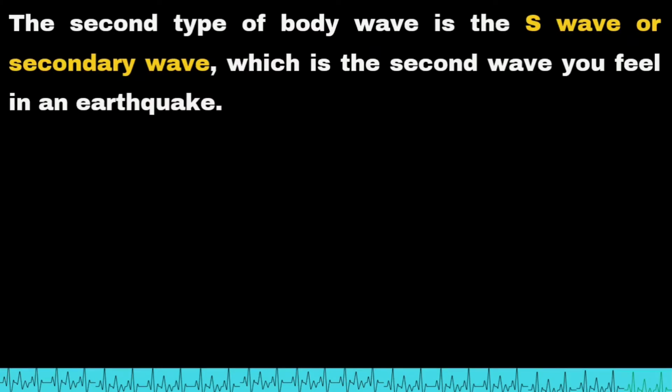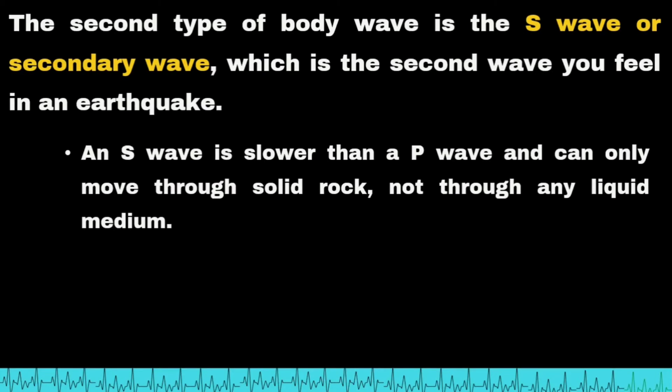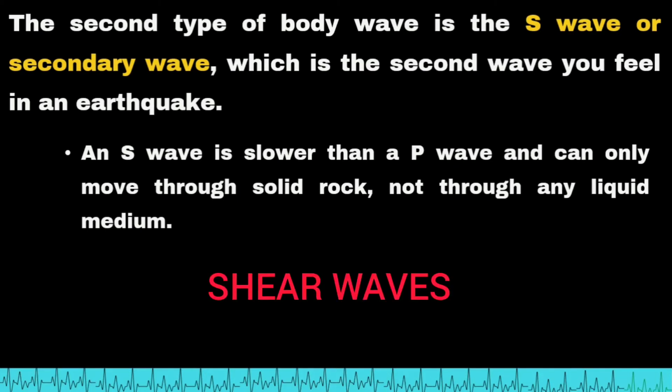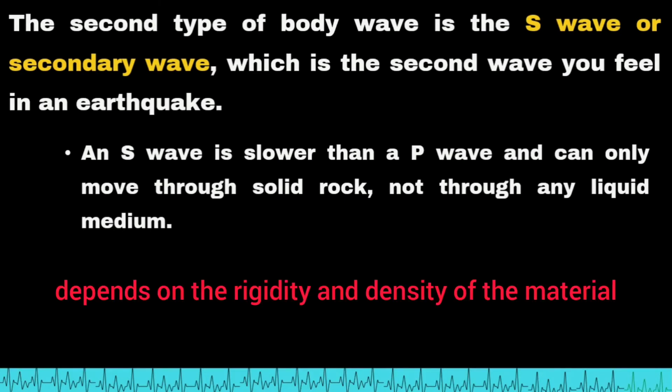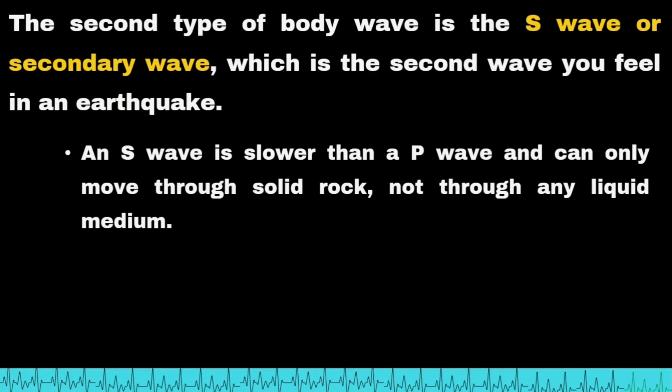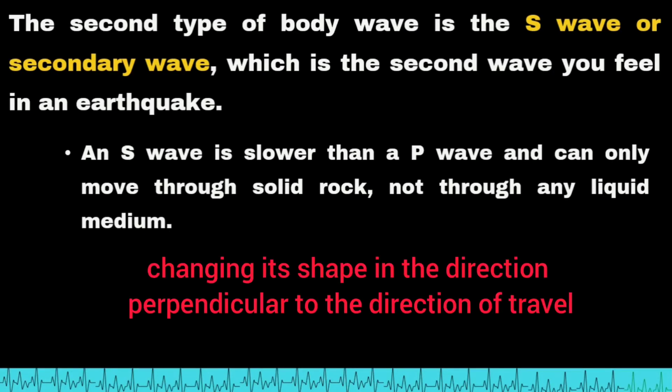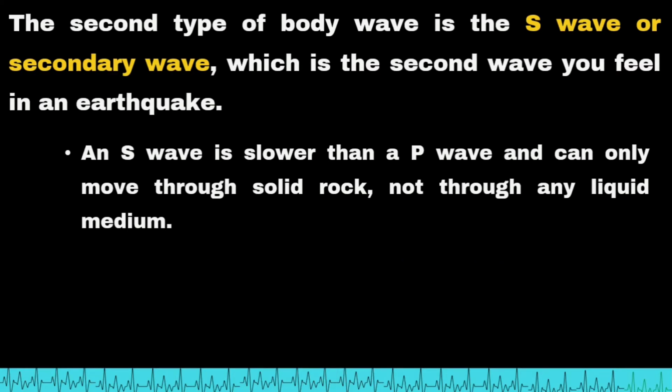Next, the second type of wave is the S wave or secondary wave, which is the second wave you feel in an earthquake. An S wave is slower than a P wave and can only move through solid rock, not through any liquid medium. S waves or secondary waves, also called shear waves, travel with a velocity that depends only on the rigidity and density of the material through which they travel. S waves travel through the material by shearing it or changing its shape in the direction perpendicular to the direction of travel. Materials without rigidity cannot be sheared.